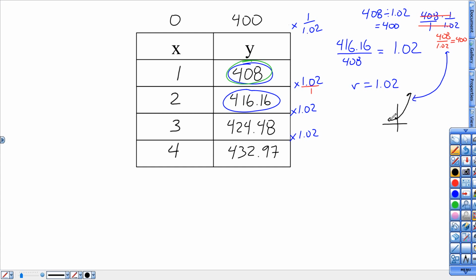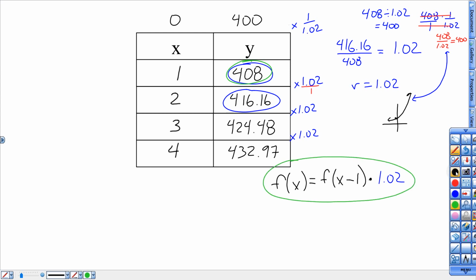All right, my equations, here we go. First one, f of x equals f of x minus 1 times 1.02. This is geometric. This is exponential. That's the first one, recursive.